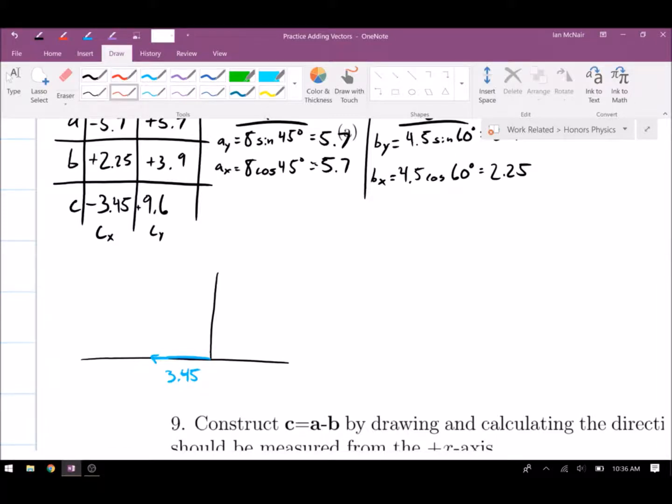And then I'll go up 9.6. I probably don't have enough room, so I'm just going to do something like this. Remember, this is CY. This is CX, right? And then I'm going to draw the resultant, this C. So I want to go back and review exactly what just happened.